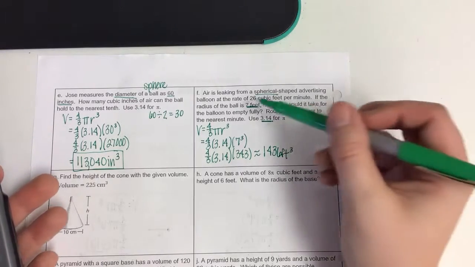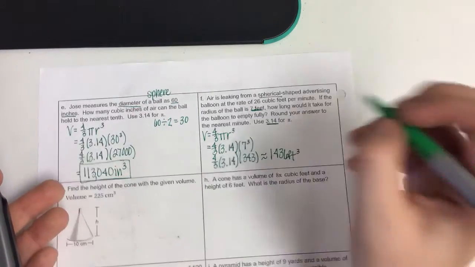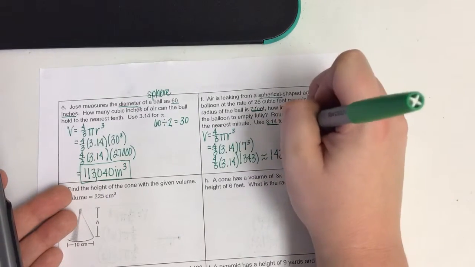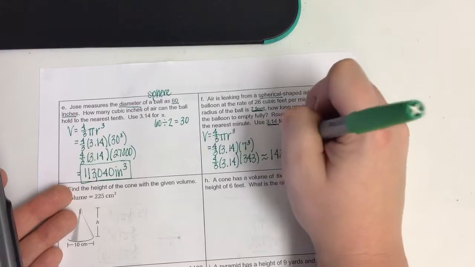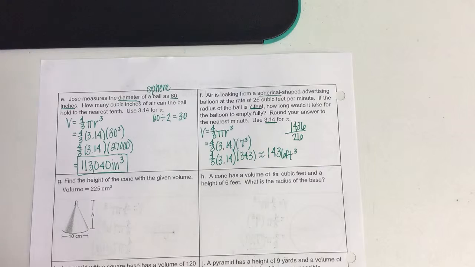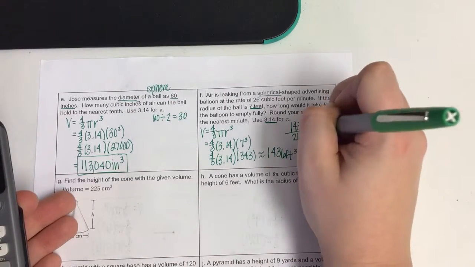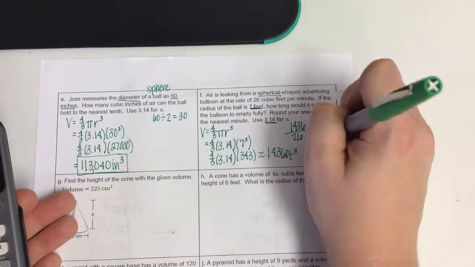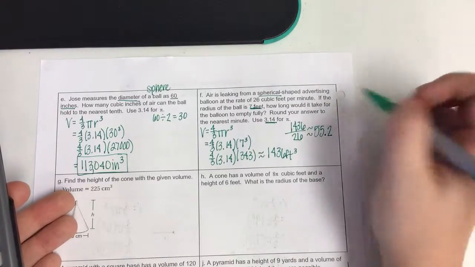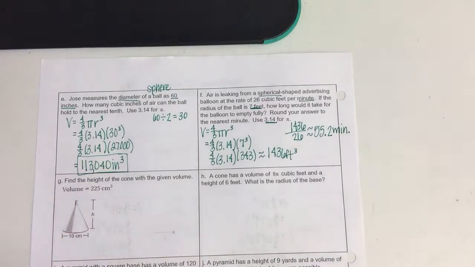And it depletes at a rate of 26 cubic feet per minute. So that means I need to take my answer here, 1,436, and divide it by 26 per minute. That's going to give me about 55.2, and then we're talking how long it would take. So this is in minutes. There's our final answer.